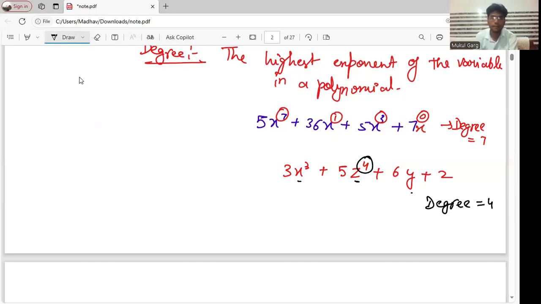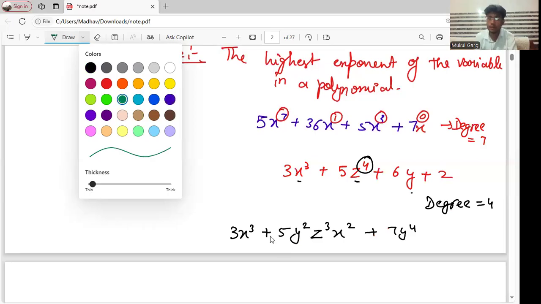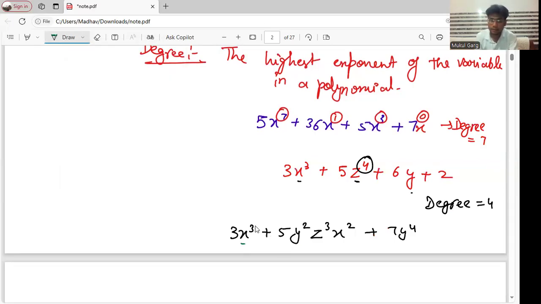Let me give you one more example. I'm taking another example. 3x cube plus 5y square z cube x square plus 7y to the raised power 4. So we need to check what is the degree of this polynomial. Here, it's very important. See, in the first term, the exponent is 3. In the last term, it's 4. But in the middle term, you can see there are 3 variables involved and all of them are different.